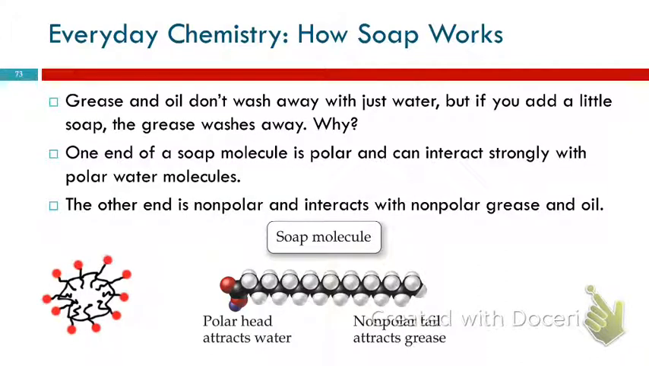Sort of like circling the wagons. So on the outside of this sphere, we've got these polar parts of the soap molecules. The polar part mixes very well with the water molecules. And so the soap can break the grease into very small globules and allow it to pass through with the water and get washed away. And that's how soap works. Any questions?